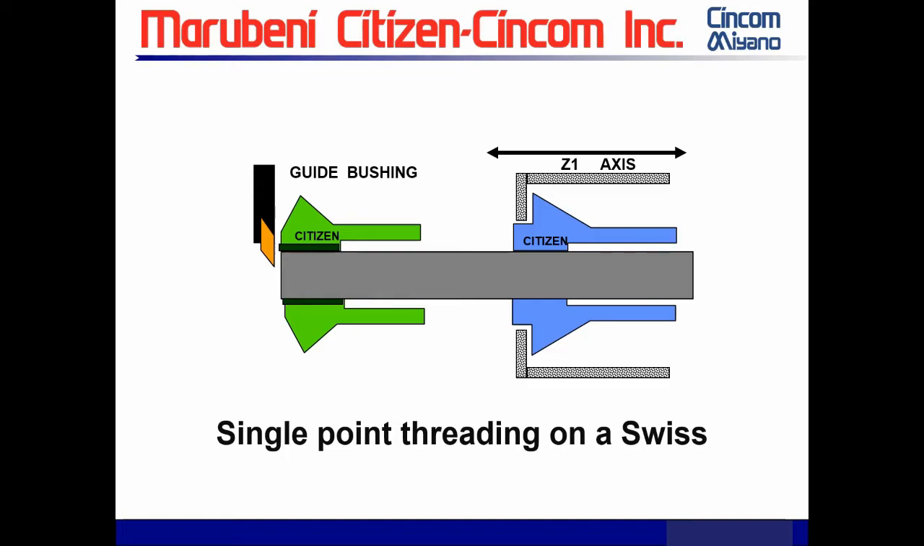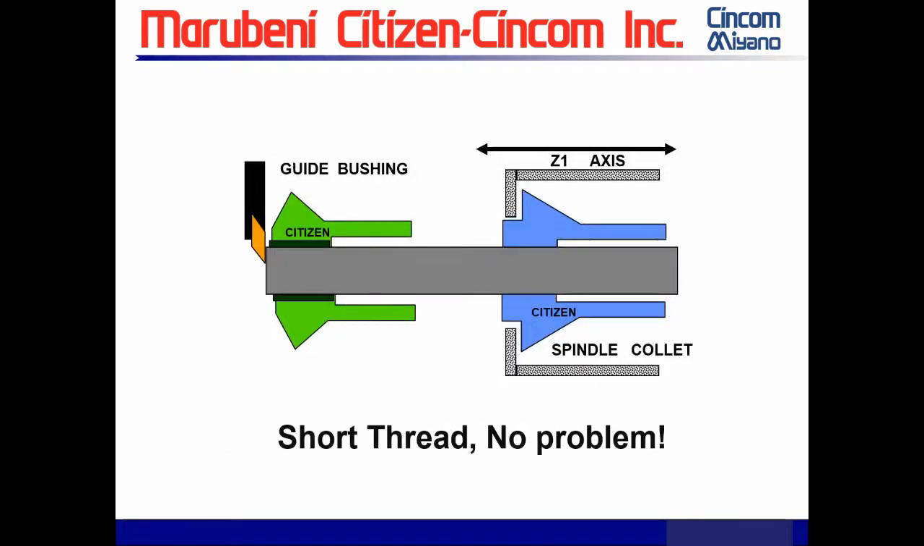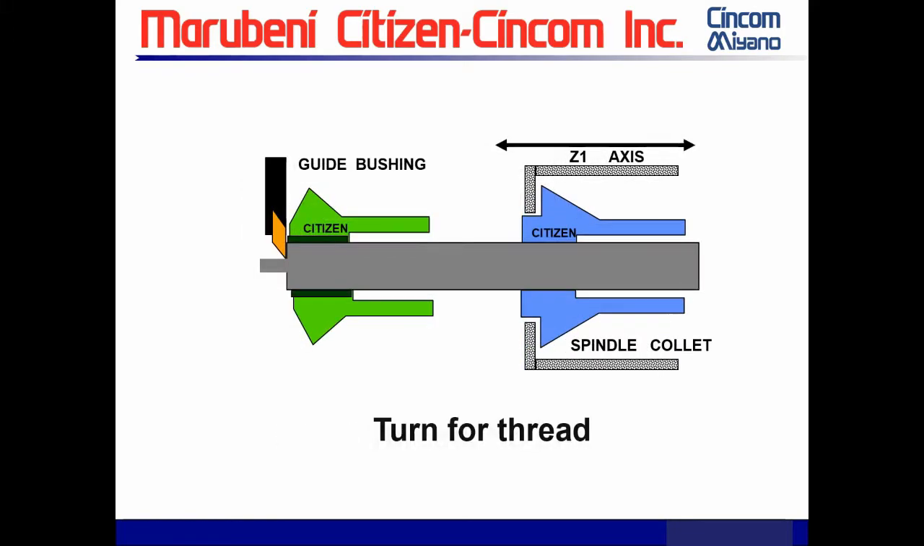So if we have a single point threading on a Swiss, now we bring the tool down into position in front of the guide bushing. If we bring the tool up to the part so we can turn the major diameter of the thread, we cut the major diameter of the thread in one pass like we do on the Swiss, so that we don't usually have to do a rough and finish pass. We try not to.